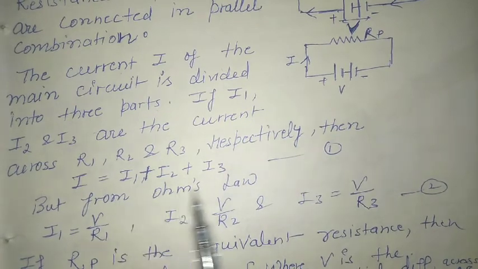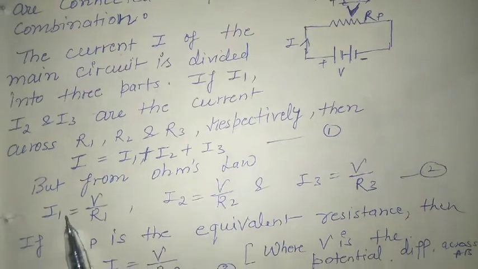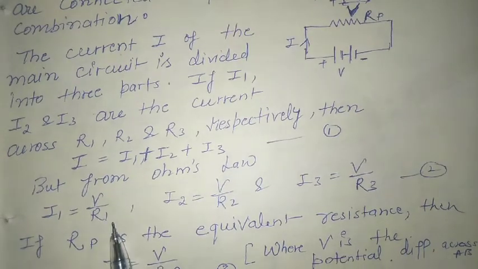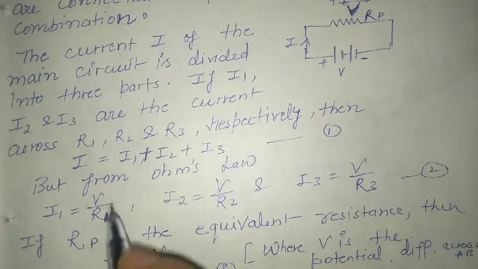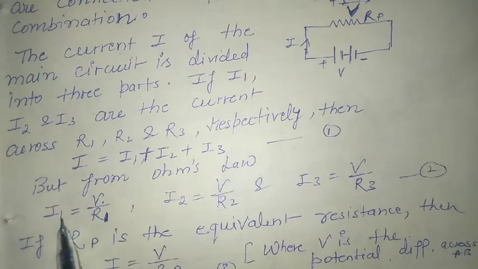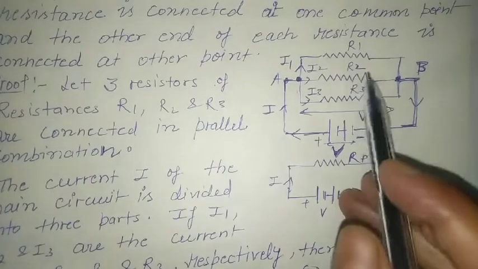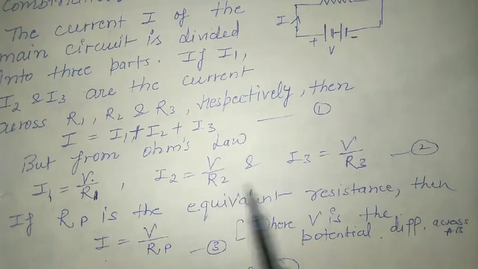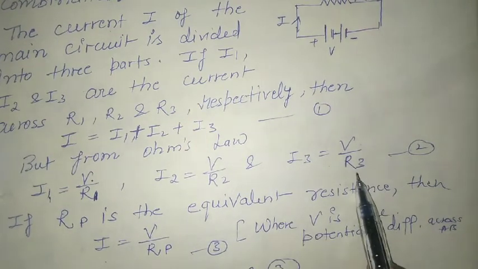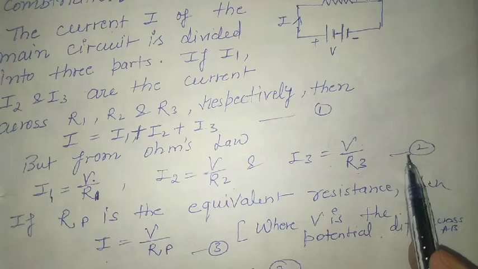But we know that from Ohm's law, I1 is equal to V upon R1. V is the total potential of the battery, and I1 is the current in the resistance R1. So we have taken I1 equals V upon R1, I2 equals V upon R2, I3 equals V upon R3. Let this whole be the second equation.